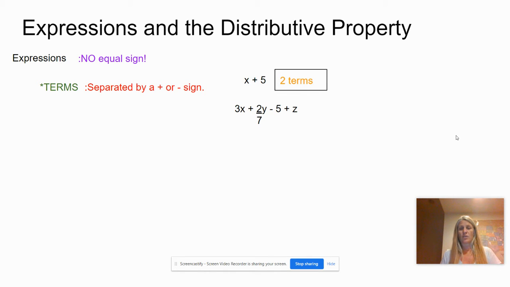Here we have 3x plus 2/7 y minus 5 plus z. And in this case, as you can see, we have 3x, 2/7 y, negative 5, and z. So we have 4 terms in this expression.